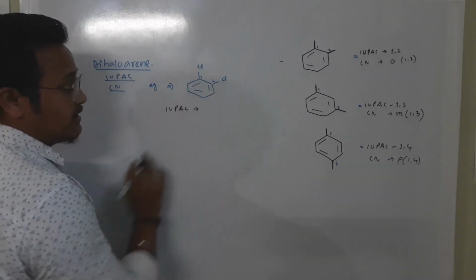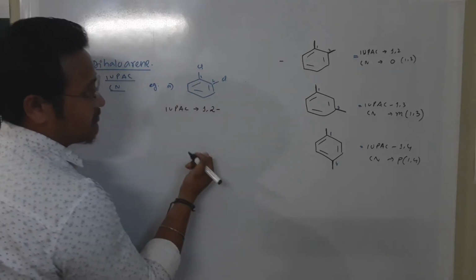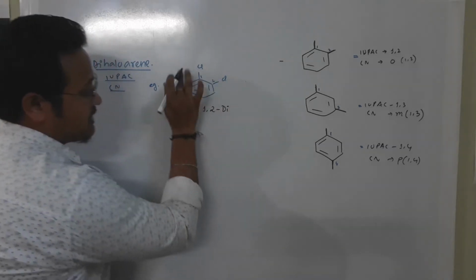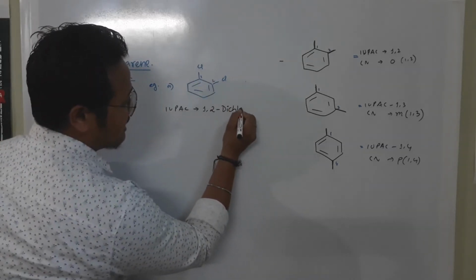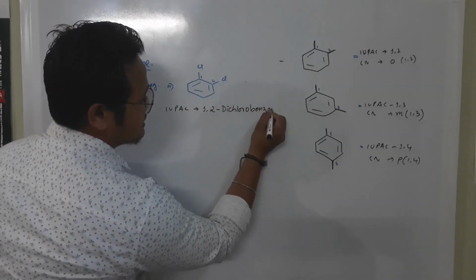Now if I write the IUPAC name of this, then what I will do? Both are chloro, right? So they are in which position? 1 and 2 position. As they are two groups, so we will put what? Di. So they are the same, so same name, dichloro. Then what? Rest is your benzene.